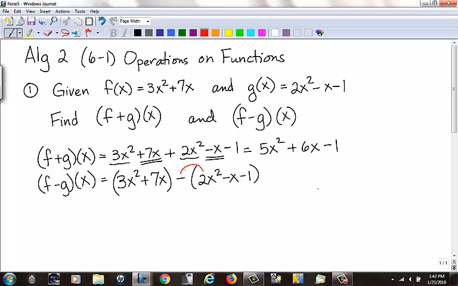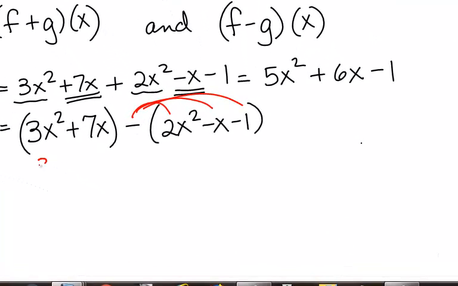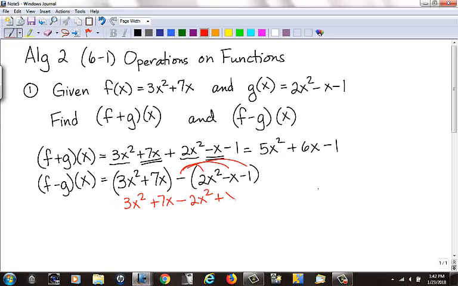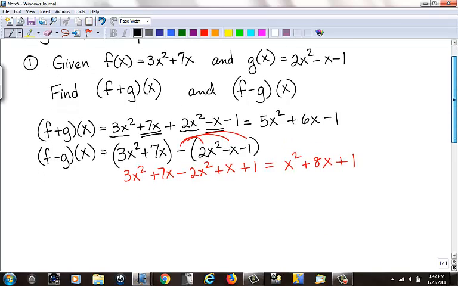So you can distribute that negative sign and say this would be 3x squared plus 7x. Negative times a positive would be a negative 2x squared. Negative times a negative would be a positive x. Negative times a negative would be a positive 1. And then combine like terms. Okay, 3x squared minus 2x squared would just be x squared. 7x plus x would be plus 8x. And then plus 1. You agree with that? Okay. So that's 2 operations.